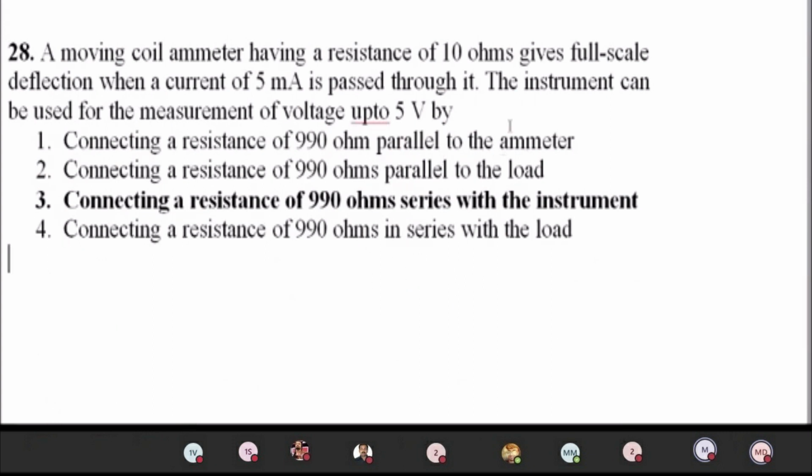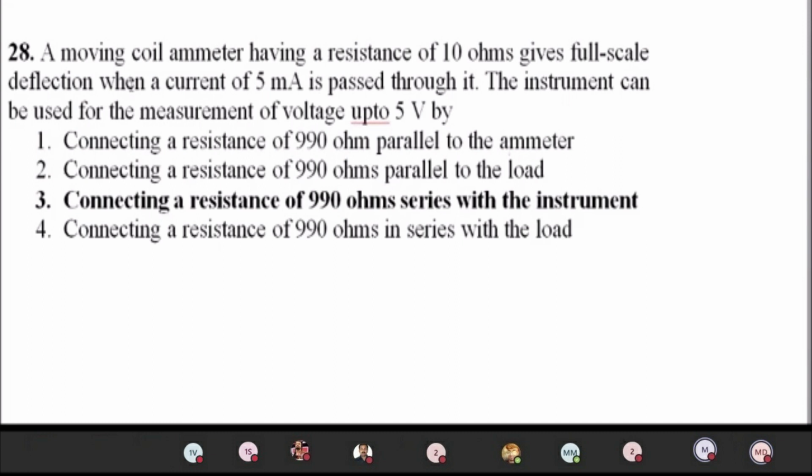And another question, there is also one clue available in this. I will tell it after reading the question, that is, seeing what they have asked. A moving coil ammeter has a resistance of 10 ohms, gives full scale deflection when a current of 5 milliamperes is passed through it. The instrument can be used for measurement of voltage up to 5 volt. Here resistance is given, current is given, and voltage is given.